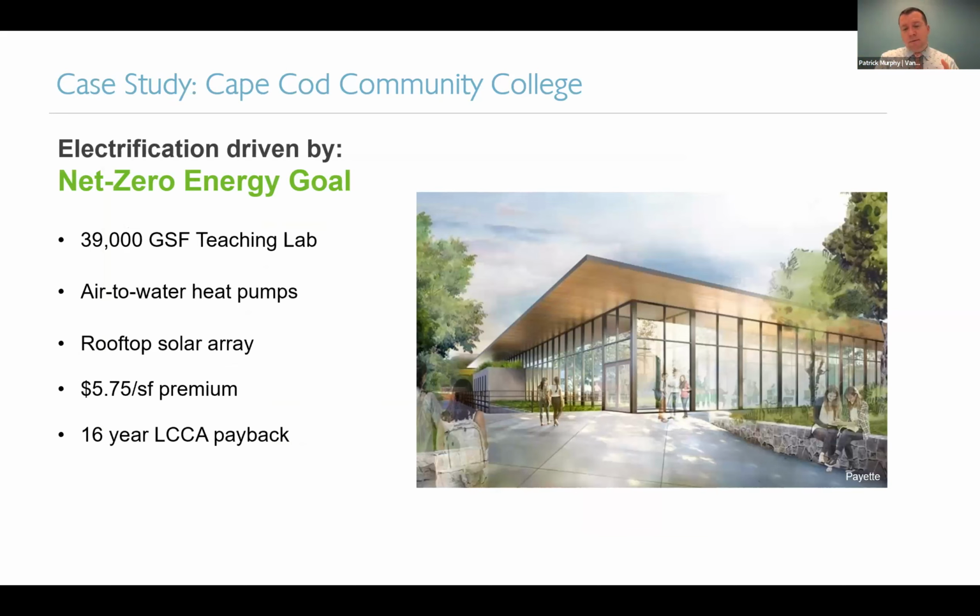This is an example of a teaching lab out on the Cape that just opened. And here we looked at those air to water heat pumps, so that blue school bus looking thing that I showed a few minutes ago, and it was located on the roof. We also made provisions to add renewable energy on the project itself.